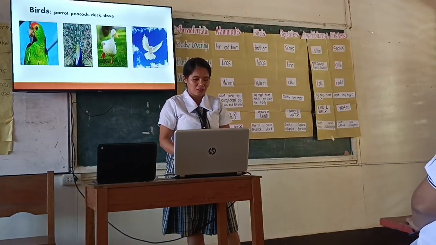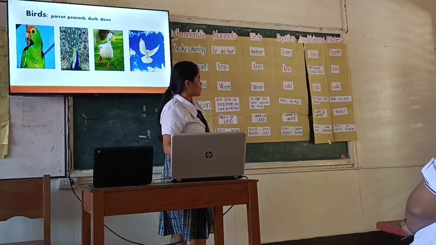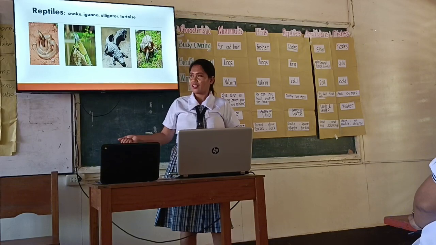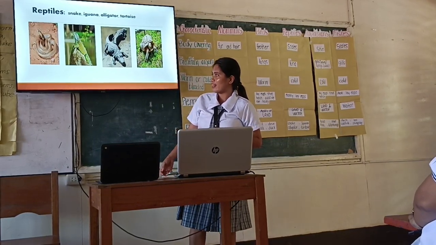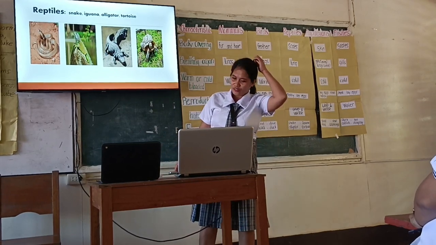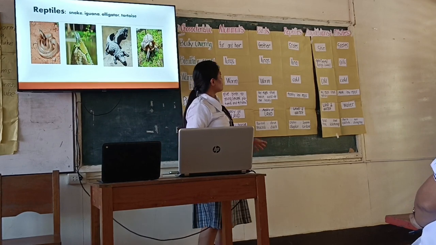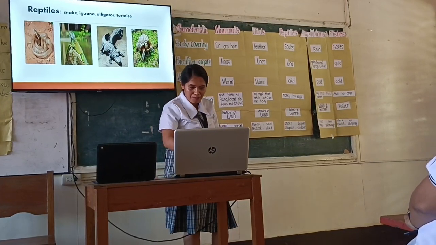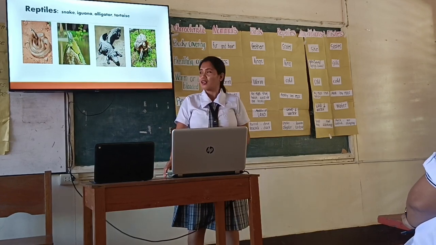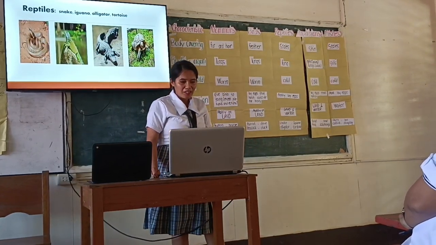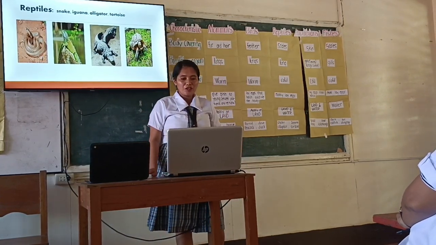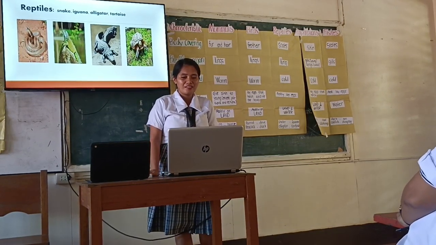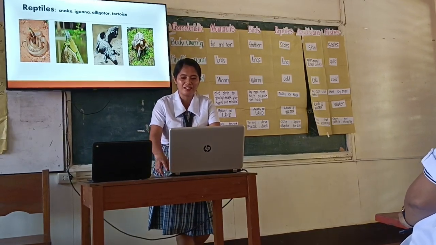So now let's proceed to the class of reptiles, or the class Reptilia. These are examples of the class Reptilia: the snake, iguana, alligator, and tortoise. Reptiles are ectothermic animals, which means they get their body heat from external sources. Reptiles include some of the longest-living species on the planet. Did you know, class, that the tortoise can live more than 150 years? No, ma'am. Okay, now you know. And alligators can live nearly 70 years.